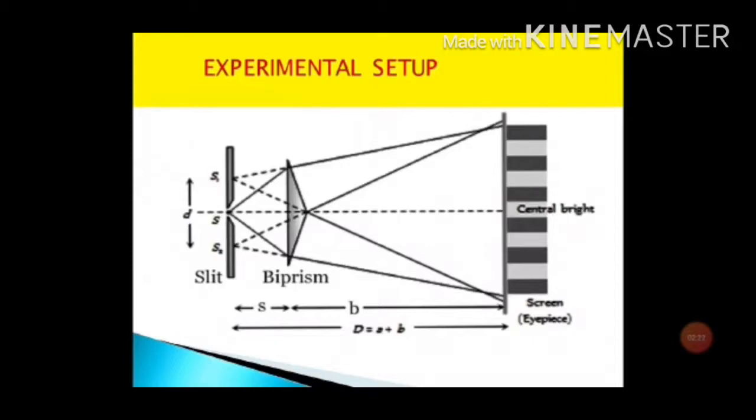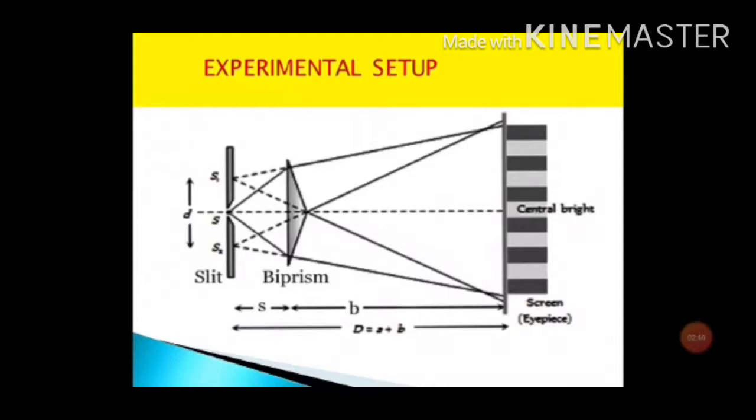In this way, the waves from the two sources S1 and S2 will interfere in the region shown by the triangles, and you will obtain the interference pattern on the screen, as you can see here, with the central maxima, and alternate dark and bright fringes on both sides of the central bright fringe.